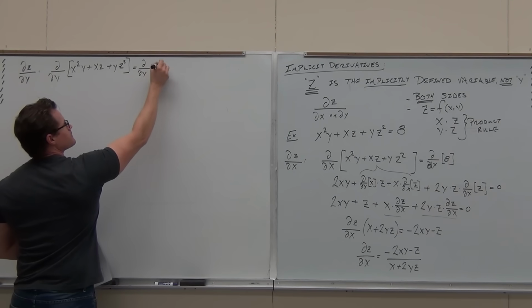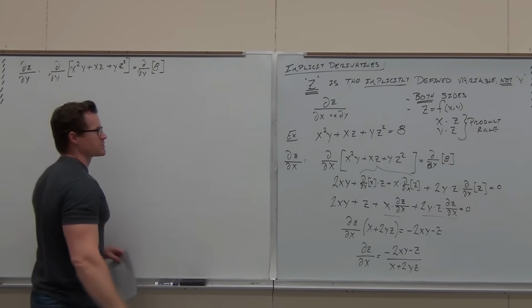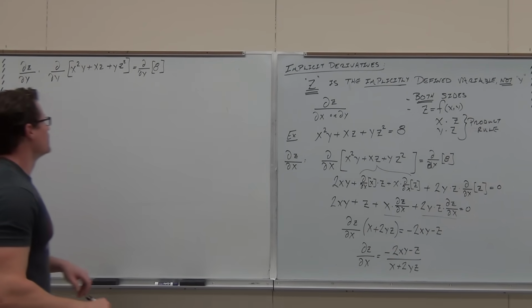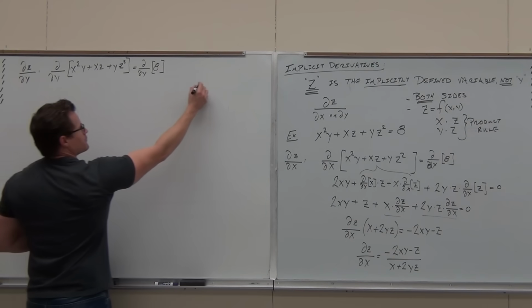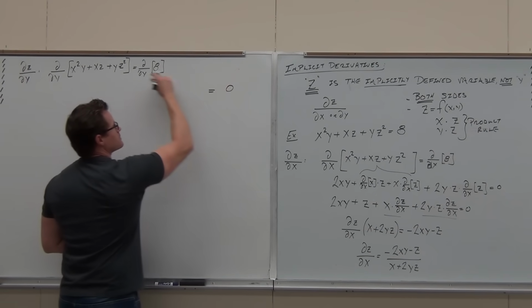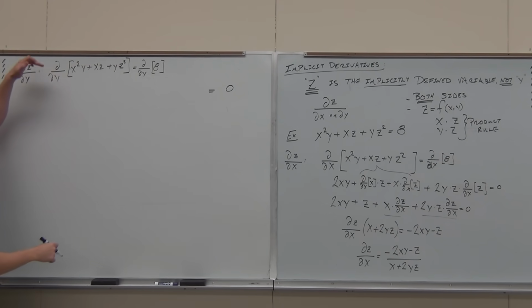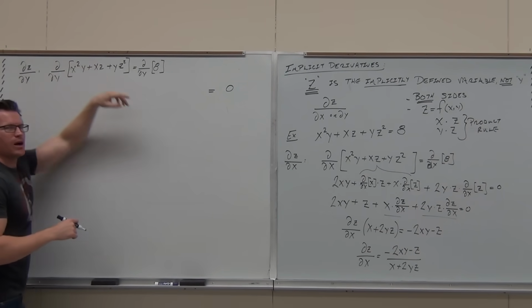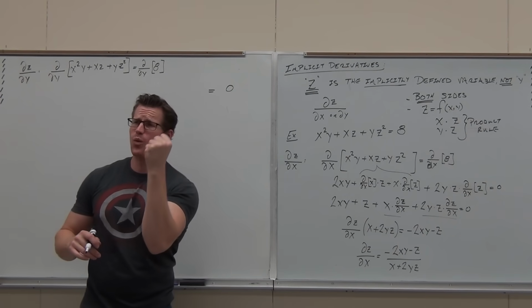Partial derivatives in general, implicit derivatives, always start with derivatives on both sides. Don't care what you're doing. Always start on both sides. Any derivative whatsoever of constants is always 0. Partial derivative with respect to y says y is our only variable, x is held constant, z is a dependent variable. It has y's in it.